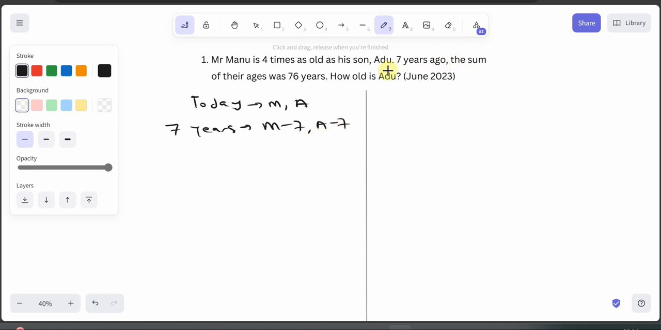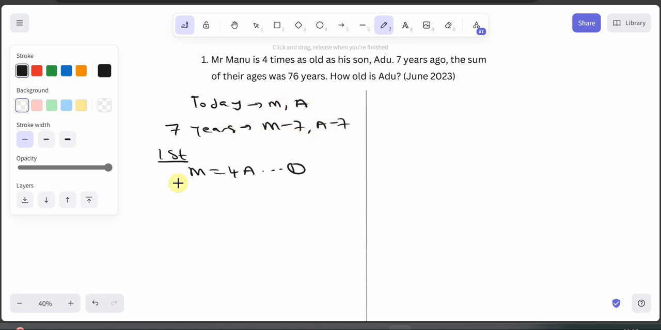It now says that the sum of their ages was 76 years. But remember, it says Mr. Manu is 4 times as old as his son. So from the first equation, we're told that M is equal to 4 times the age of A. So this is equation 1. And then 7 years ago, the sum of their ages was 76 years. So the 7 years ago will give us the second equation.